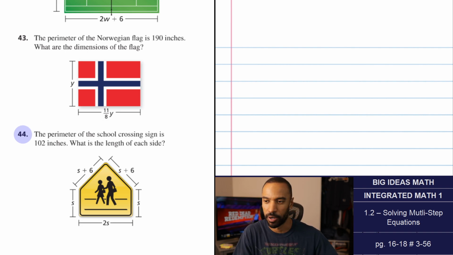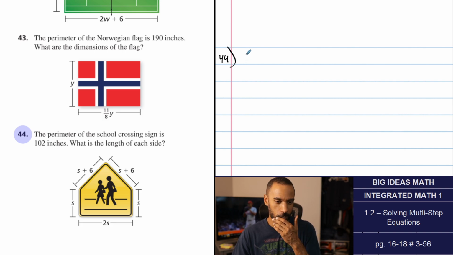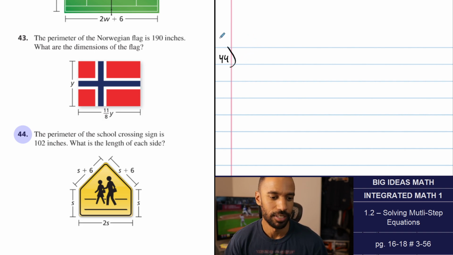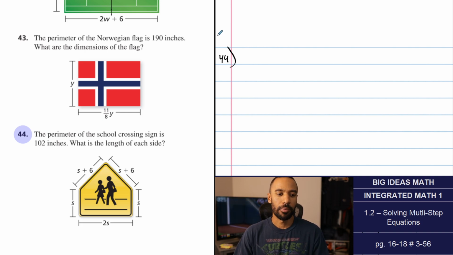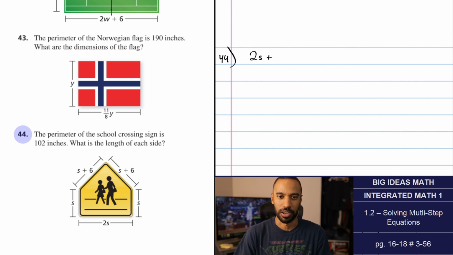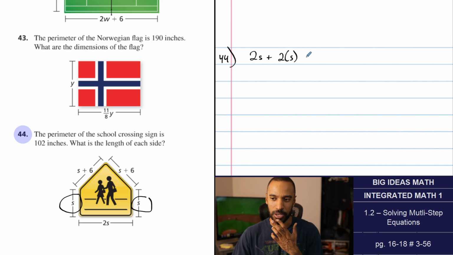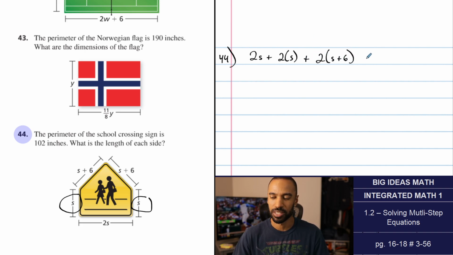Number 44, also perimeter. Perimeter didn't show up in the lecture portion, so these are just kind of like a new set. They're like, do you know what to do? This is kind of like home plate, only it's a school crossing sign. The perimeter of the school crossing sign is 102 inches. What is the length of each side? All right, this time I'm just going to add them straight up. Let's just do this from here. 2s is at the bottom, but check this out. There are 2 s's on each side. 2s plus these 2 s's. I'll do it more like 2 times s to show you that I'm talking about those two. Plus, and then there are 2s plus 6's, right? 2s plus 6's. Add those up, you get 102 inches.